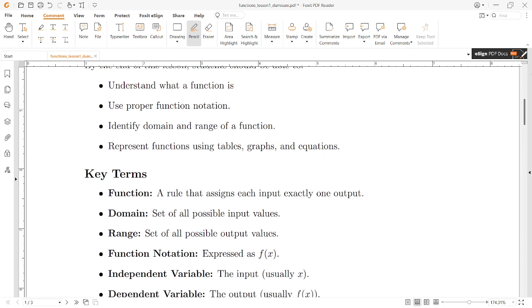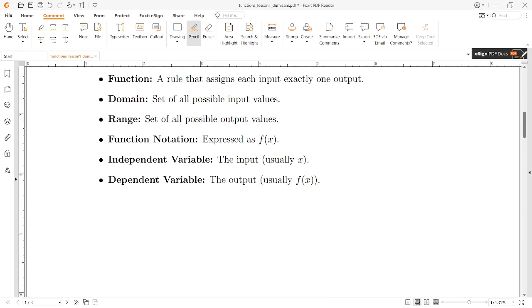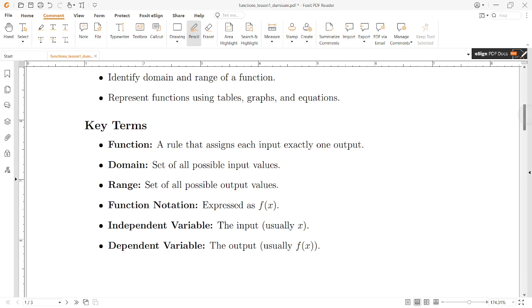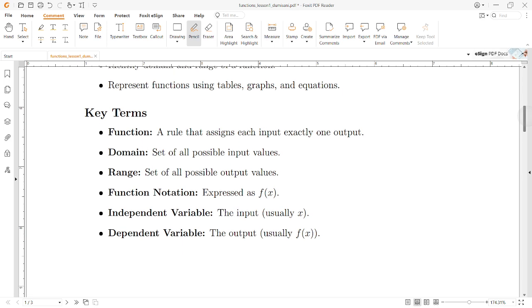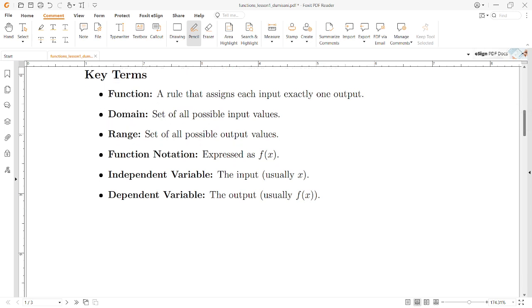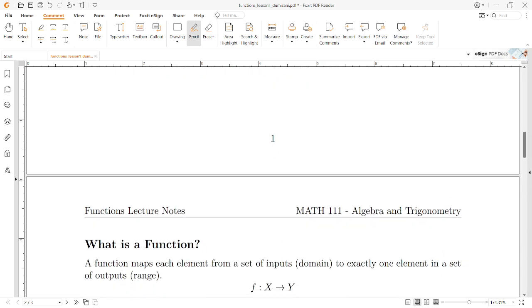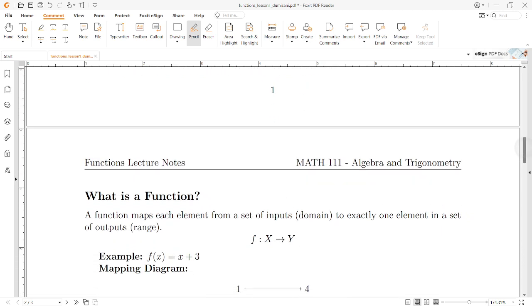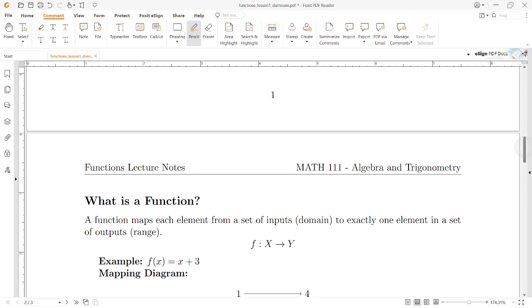So here are the key terms for this class. The key terms are functions, domain, range, function notation, independent variable, and the dependent variable. Let's start by defining what a function is.